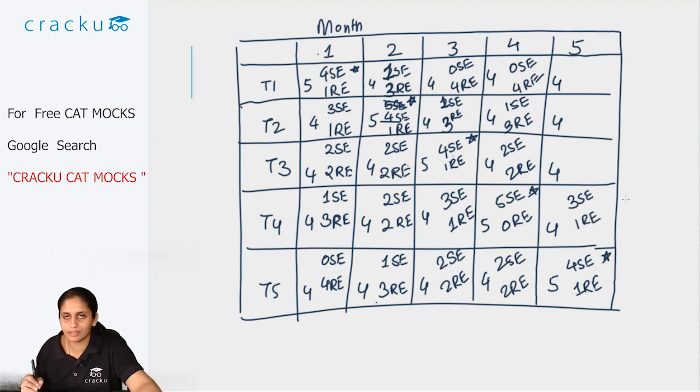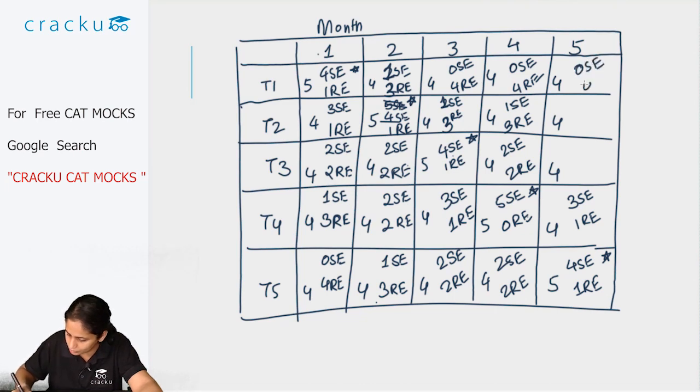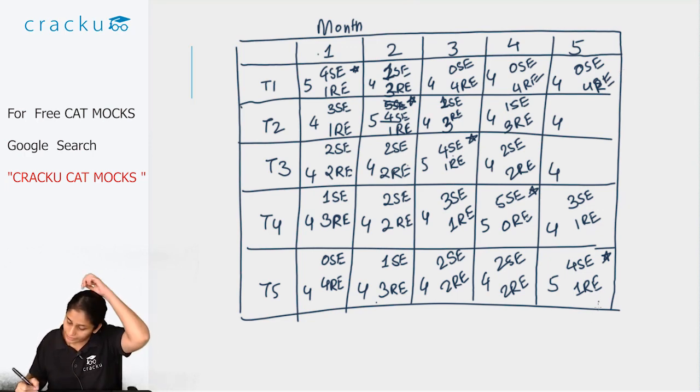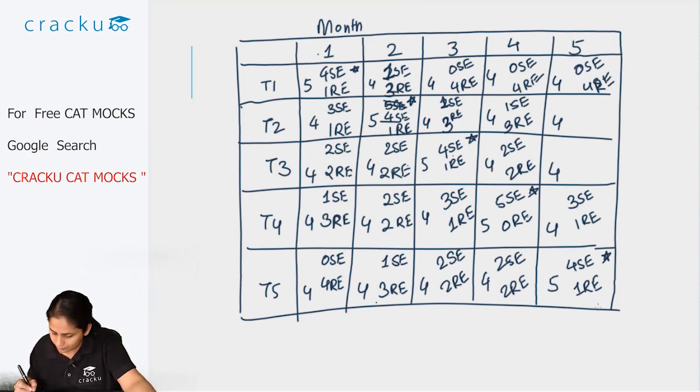Now let's check whether the other switches are possible. Between T1 and T5, these guys have no SE to give, so they can't do any switches. So this will be 0 SE, 4 RE as is, and T1 and T5 are set essentially. Now, T3 is essentially not affected by any of these changes, so this will be 2 SE and 2 RE.